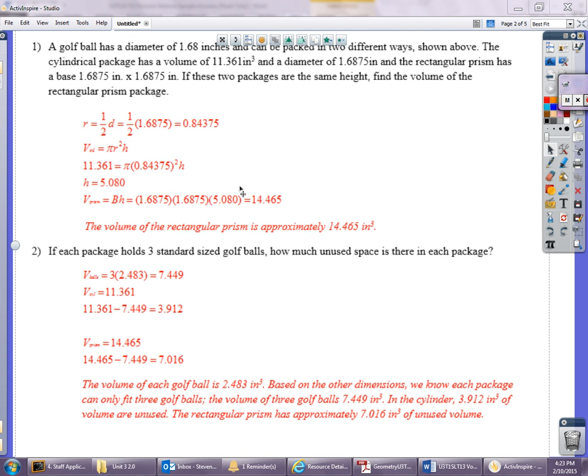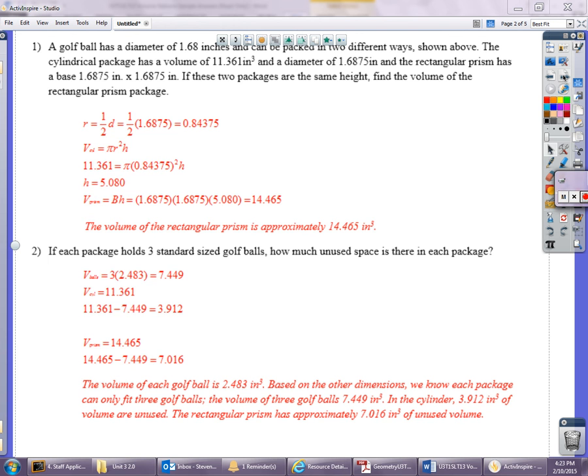And then using that height, they plugged it into the rectangular prism, which had a square base, so the length times width is the same, times the height, which gets you approximately this answer. Here is the work for the golf balls. One golf ball, this is the volume right here, times 3 because there's 3 of them. And then you subtracted that 7.449 from both the cylinder and the prism, and you got the 2 empty spaces of each of the vessels that it comes in.